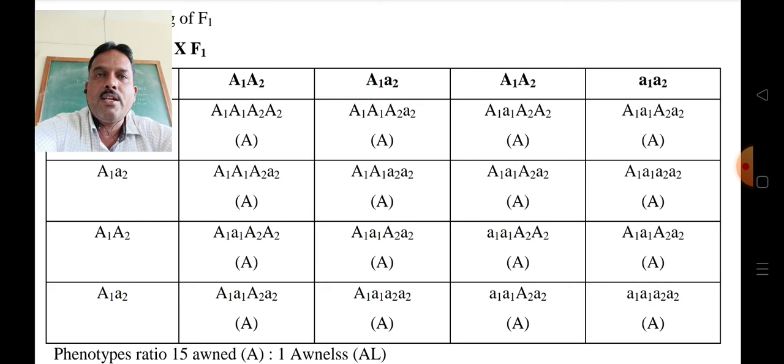And the last one is recessive: small a1, small a1, small a2, small a2. This is the one list. So the ratio should be modified to 15:1. The condition is either of them, whether a1 or a2, or both a1 plus a2, they are present on the character. So the ratio will be modified to 15:1.